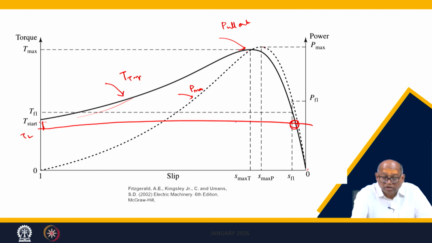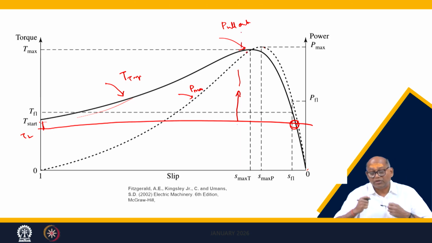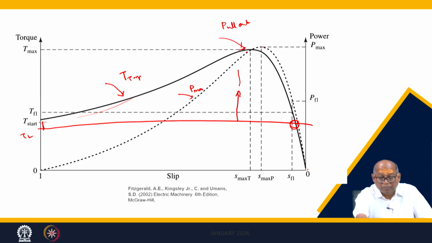But if we keep on increasing the load torque, what will happen? If it goes beyond that, it will pull out, that means the motor will stall. So, this is the point of maximum torque, and the slip corresponding to the maximum torque is s max T, and the slip corresponding to the maximum power is s max P. I have taken this curve from this book. So, this is the power torque characteristic, or slip torque characteristic, of the motor.